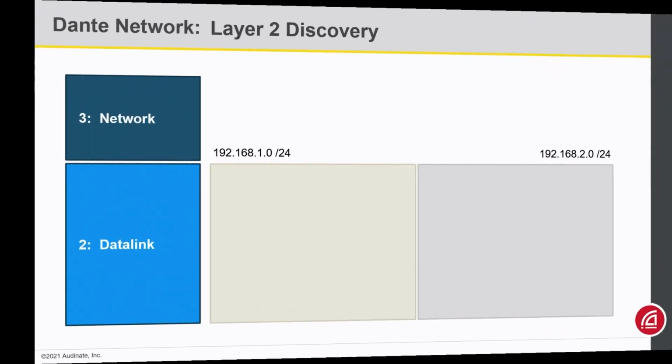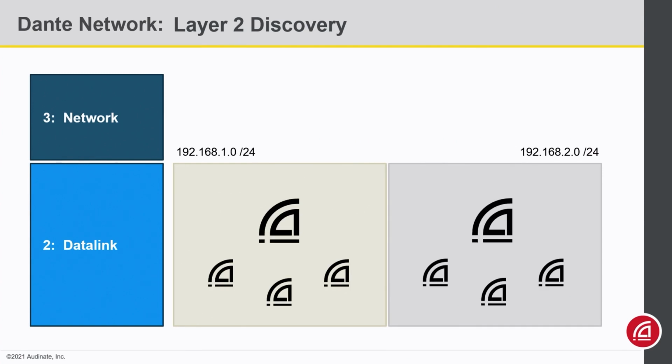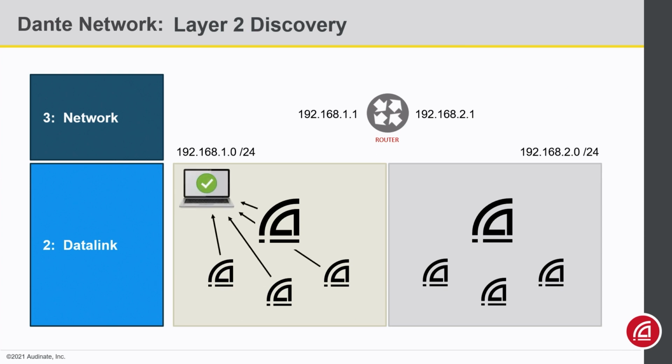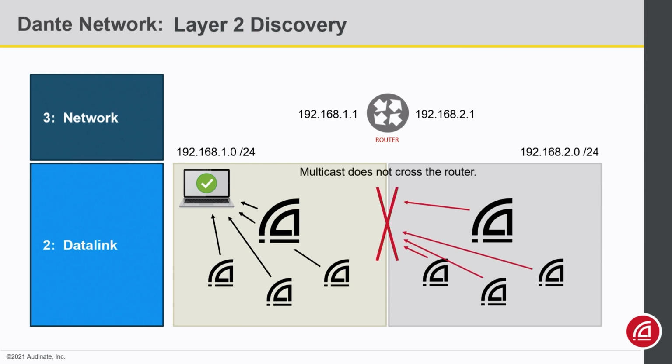Let's suppose we have two VLANs, each with a few Dante devices in them. And of course, we connect these with a router. When we launch Dante Controller, it attempts to discover the devices by subscribing to a multicast stream. But wait, a multicast stream only works within a VLAN, right? Multicast doesn't cross a router, so Dante Controller won't discover devices in other subnets.